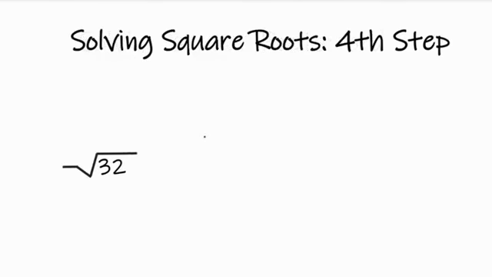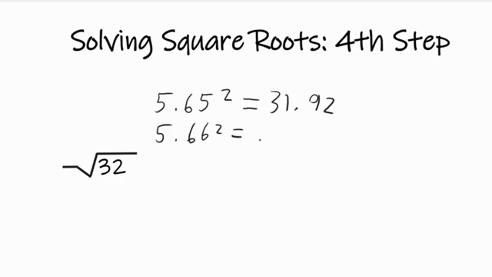Alright, so for the fourth step of solving square roots, we know that the square root of 32 will be somewhere about 5.6. So I'm going to plug in 5.65 and square that, and 5.65 squared is equal to 31.92. Since we're getting very close, I'm going to try 5.66 squared. And 5.66 squared is 32.04. Since we went over, the square root of 32 is approximately 5.65.